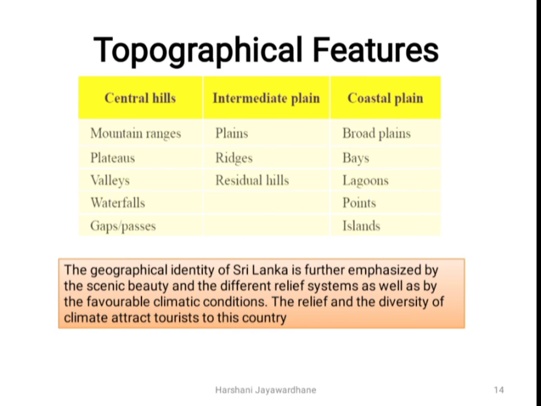So these are the features in each and every zone. Basically you have to remember there are 3 relief zones. These are known as topographical features. So in this lesson, geographical identities consist of these parts.